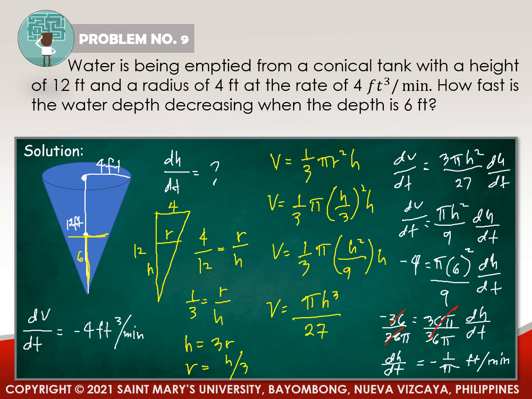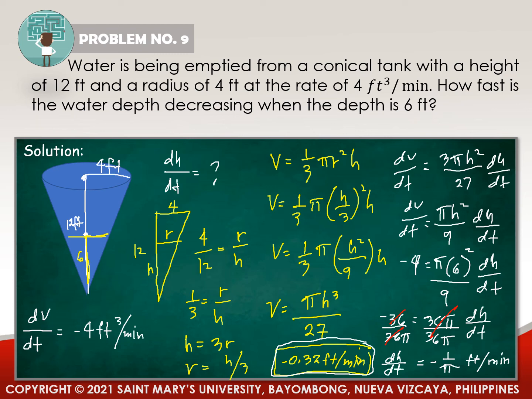Kung gusto nyo namang i-decimal yan, ang decimal form niyan ay, ito ibabox ko na lang kasi wala nang space. Ang decimal form niyan is negative 0.32 feet per minute. So, ayan. So, negative 0.32. So, meaning to say, kapag in-state natin yan in sentence, we can say that the water depth is decreasing at the rate of 0.32 feet per minute. Tinatanggal natin yung negative kasi sinabi na natin na decreasing.